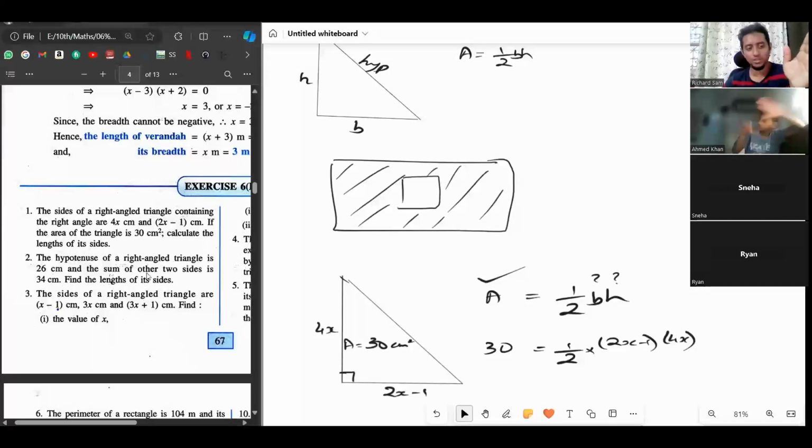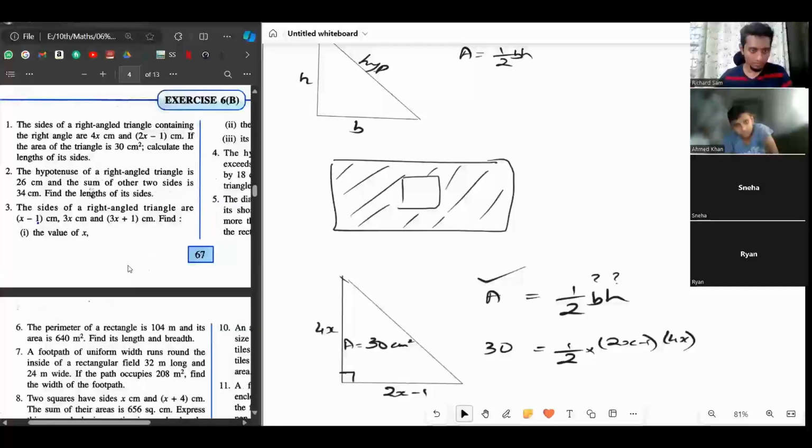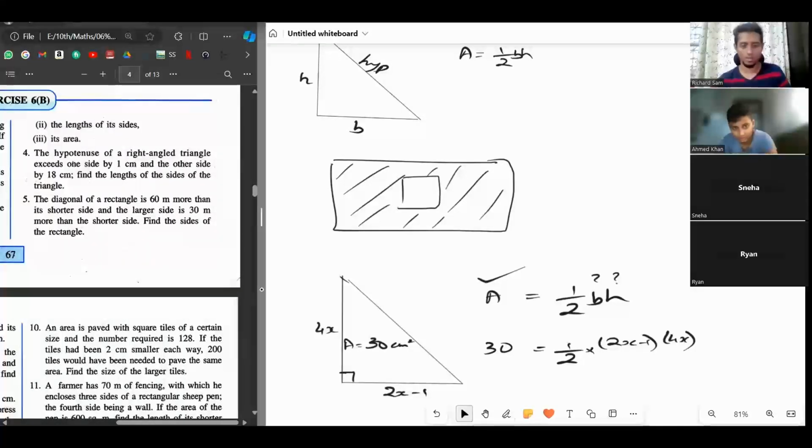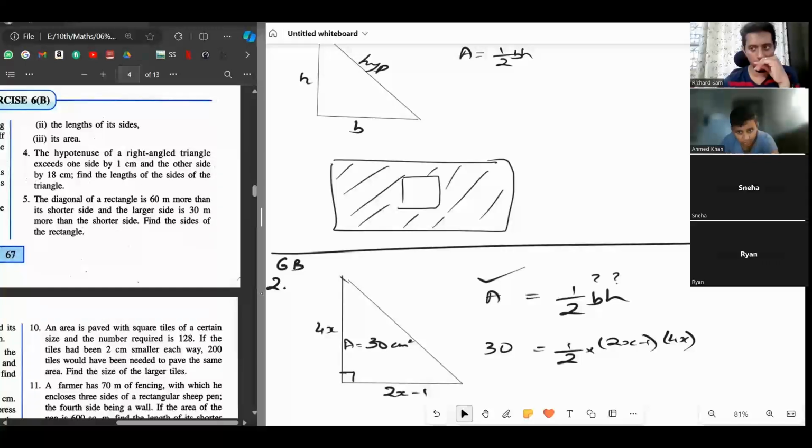So this second question also is similar to this. Third question is also similar to this. Just draw this much for the first one. Solve now full question. In your book, it is question number 2, exercise 6B, question 2. Sir, solve now full. No, don't solve now. You do this as homework. Yes, sir.